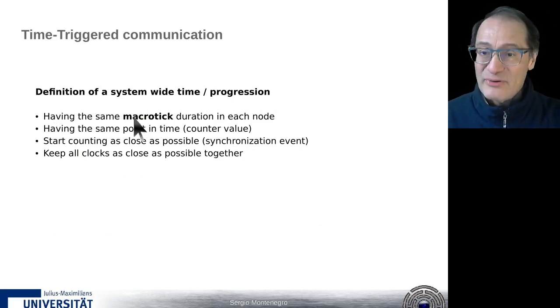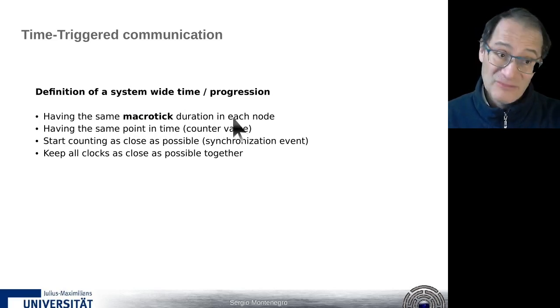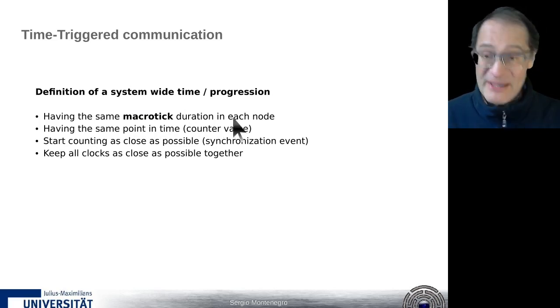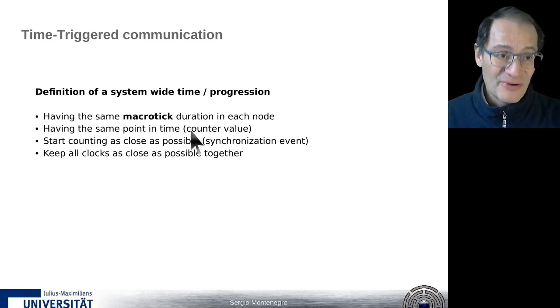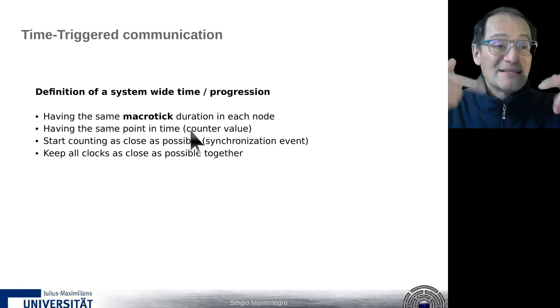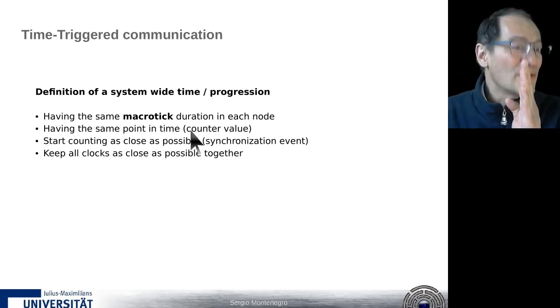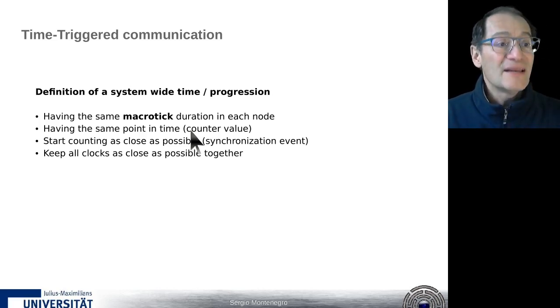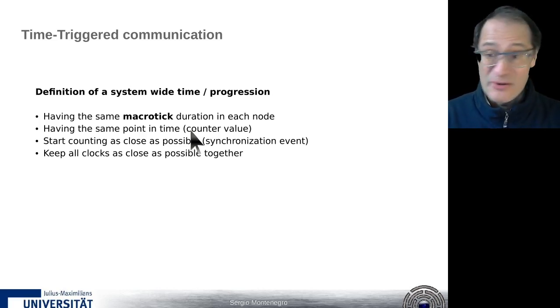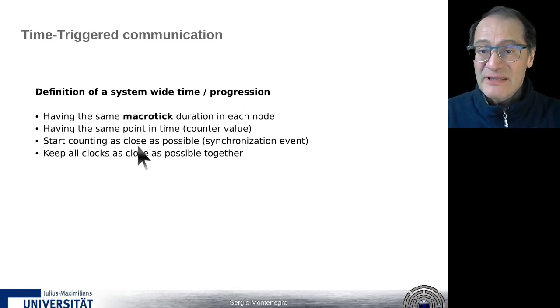All nodes have to have the same macro tick duration in each node. Not the micro ticks, the micro tick may be different. Don't forget this. And they have to have the same point counter value. So they have to begin at 0 at the same point, so they will know when is their time point to synchronize. And this 0 doesn't have to be the booting of the whole system. It can be, for example, the beginning of a communication period.